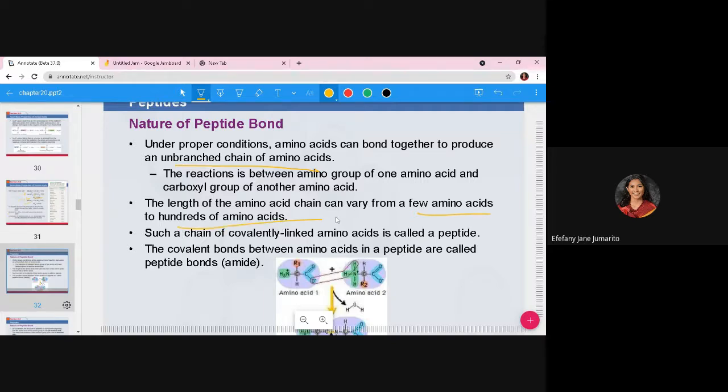Again, a protein is made up of at least 40 amino acids. If less than 40, then that can't be called a protein. It can just be called a peptide or polypeptide, but it's not a protein, because to become a protein it has to be equal to or greater than 40. Such a chain of covalently linked amino acids is called a peptide. So it's a peptide bond, and it also forms an amide bond.